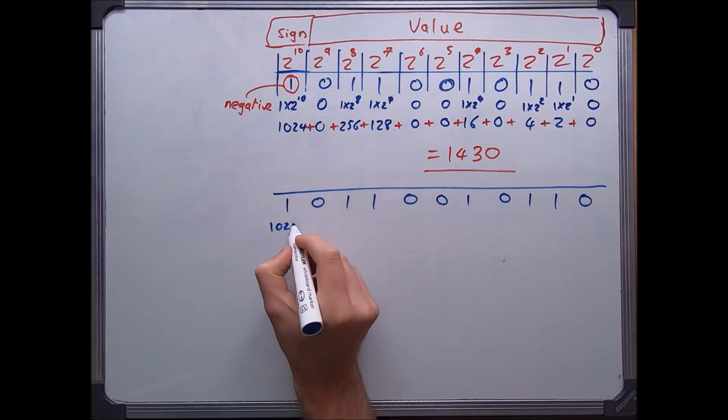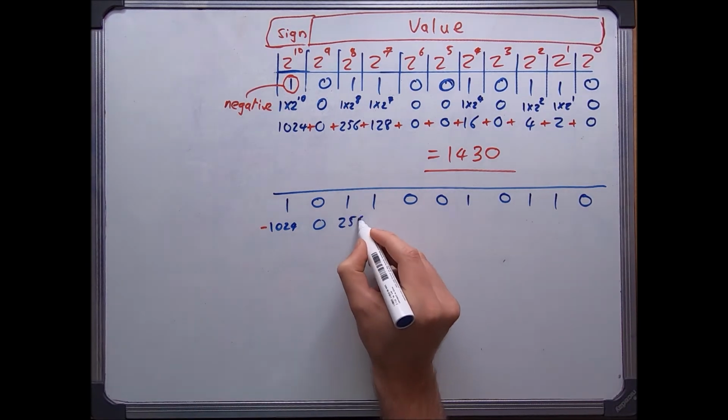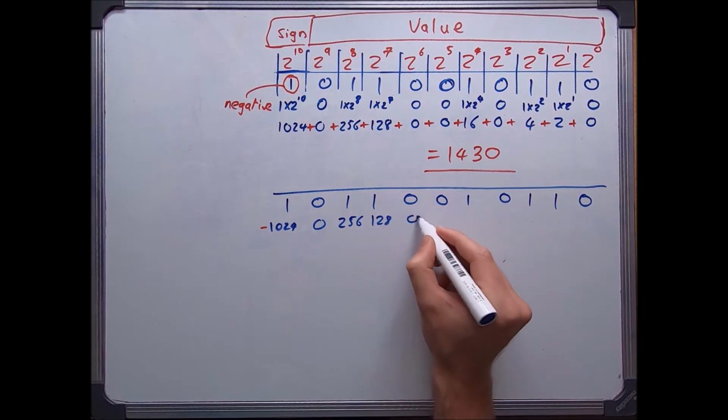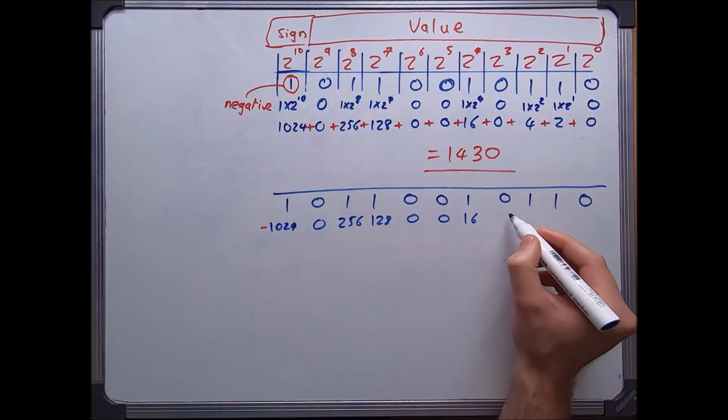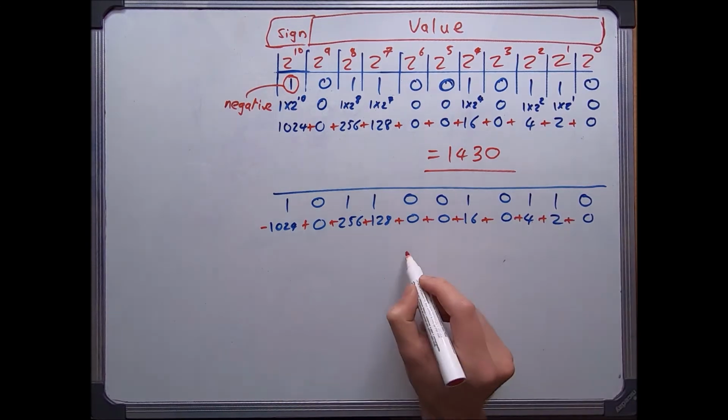We start with minus 1024 because the sign bit is set, plus 0, plus 256, plus 128, plus 0, plus 0, plus 16, plus 0, plus 4, plus 2, plus 0, which gives a final answer of minus 618.